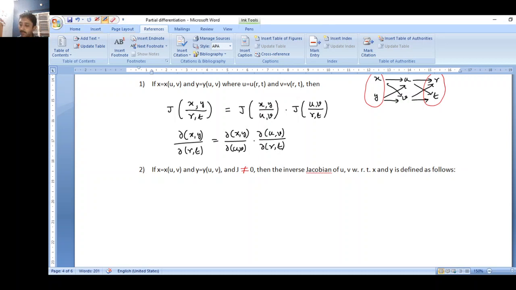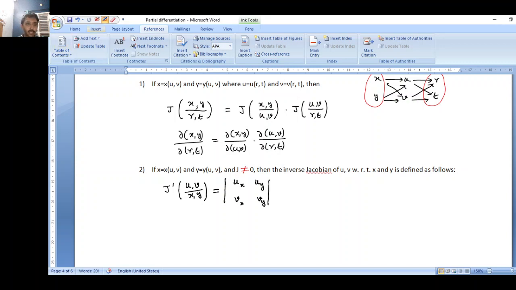Now, how do you define this? First of all, the inverse Jacobian of u and v with respect to x and y is denoted by J prime or J dash. So this is J dash of u comma v by x comma y, because it is the inverse Jacobian. Okay, now how do you define this, or how do we evaluate it? It is the determinant of dou u by dou x, dou u by dou y, and then dou v by dou x, and then dou v by dou y.